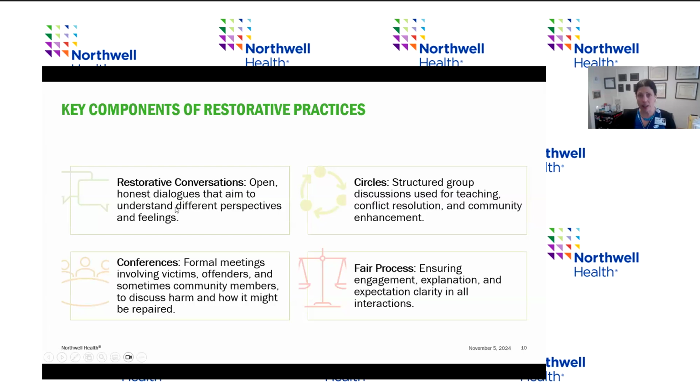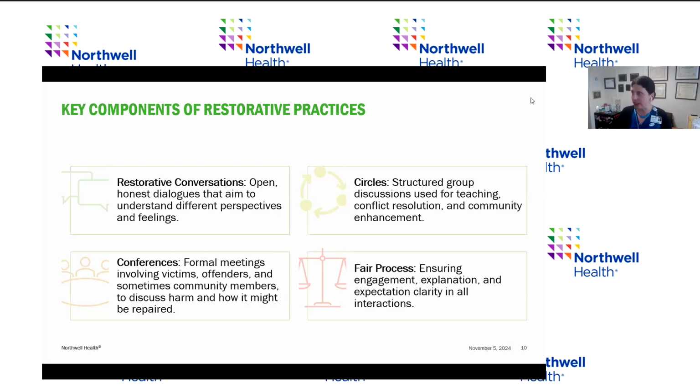And these tools and components are what are used in restorative practices. Restorative conversations are open, honest dialogues that really help kids understand different perspectives and feelings. They're facilitated by staff and really help in, again, reviewing different viewpoints and perspectives and helping students understand the impact, again, focusing on that accountability and inclusivity of including everybody's viewpoint and really understanding how one thing can be perceived so differently and how can we each participate in understanding each other.